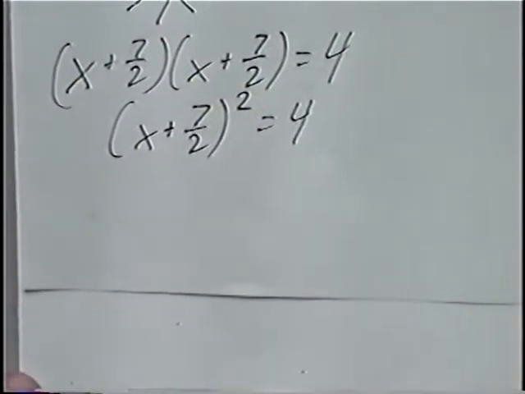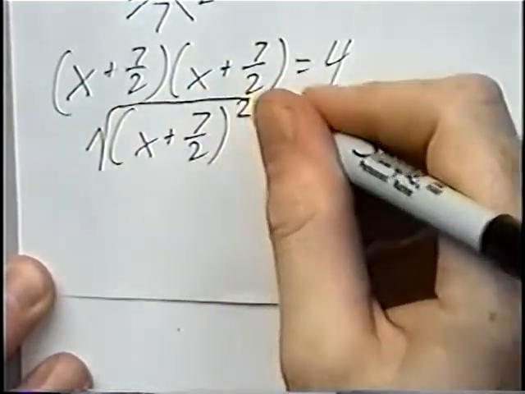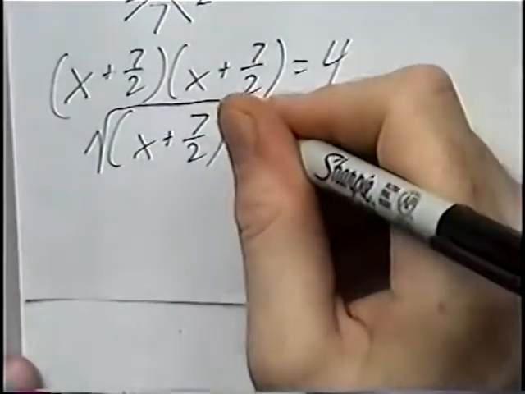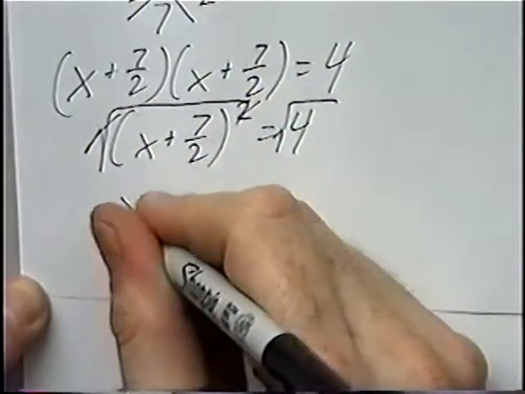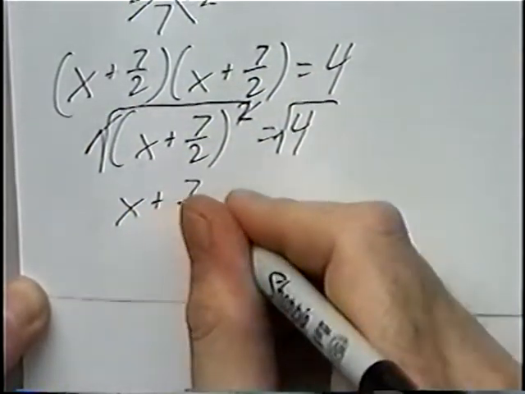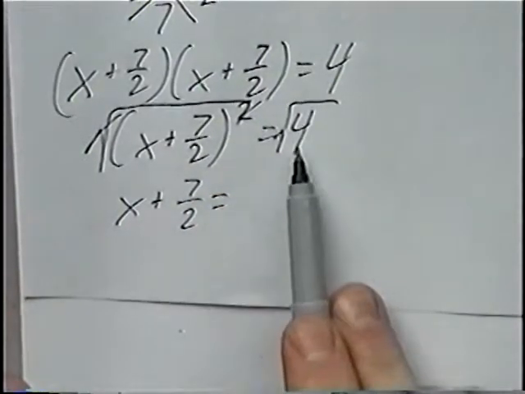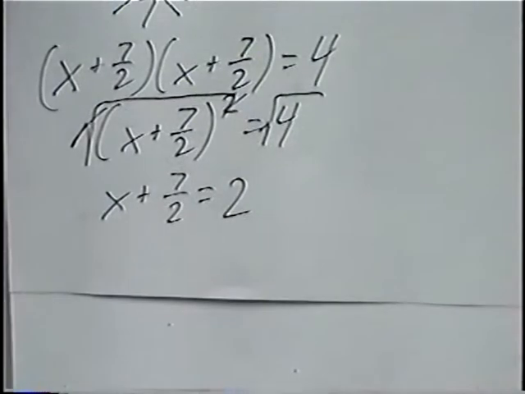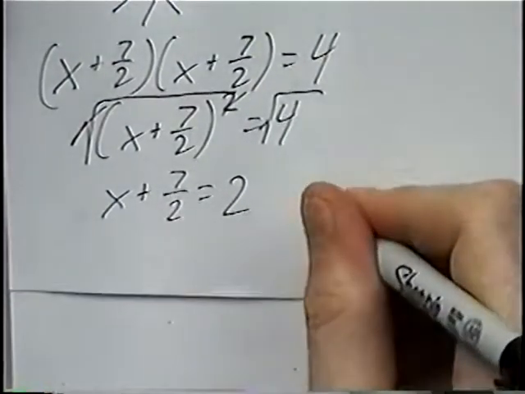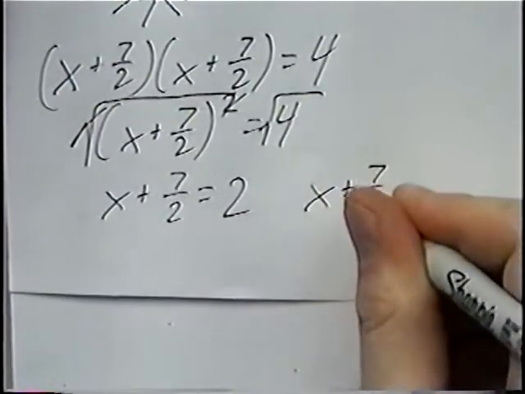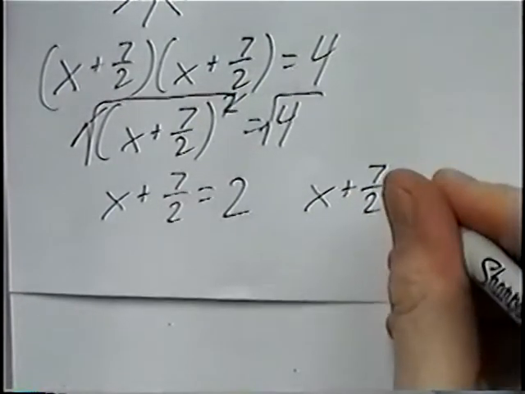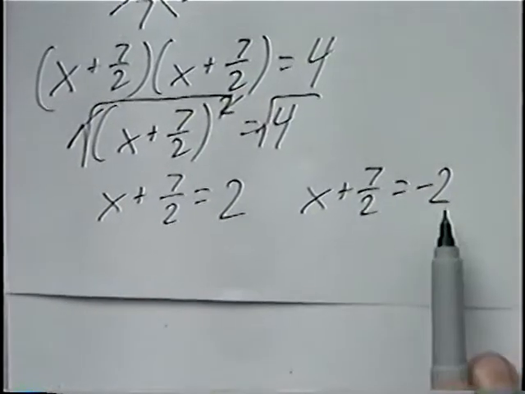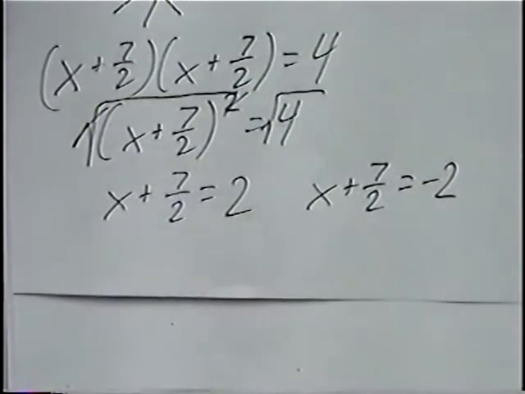The square root property again, we can take the square root of both sides of an equation. If you take a square root of an exponent squared, those will cancel, and you'll be left with x plus 7 over 2 equals the square root of 4, which would be 2. Keep in mind, when you take a square root on an equation, we'll have a second answer, x plus 7 over 2 equals the other square root of 4 would be negative 2, since negative 2 times negative 2 would be positive 4.